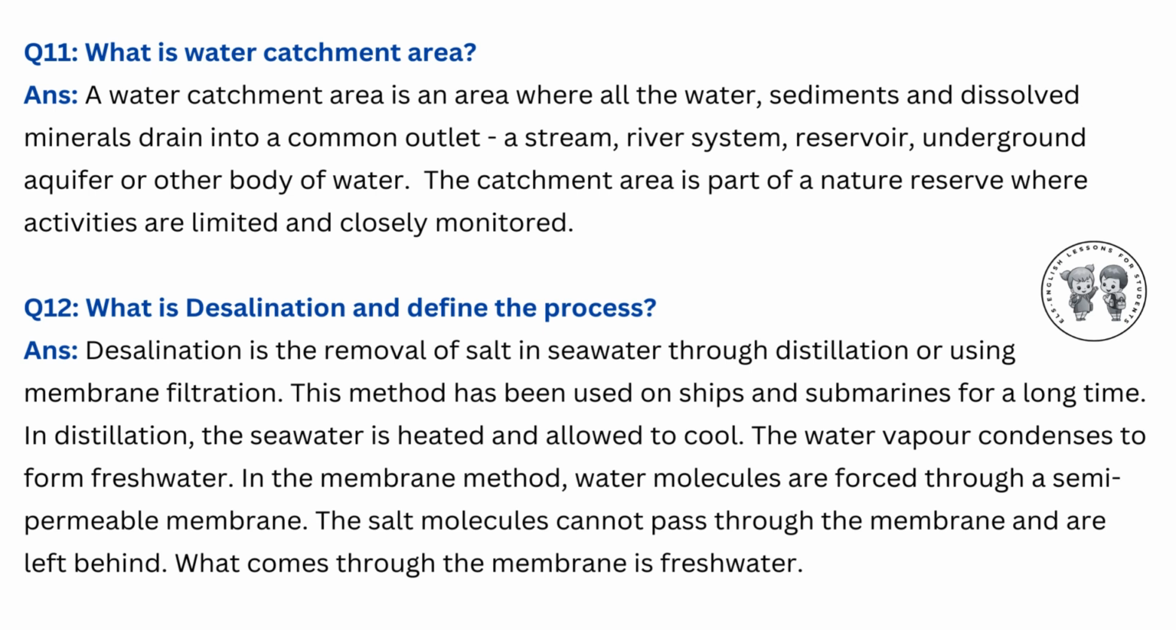Question 12. What is desalination and define the process? Answer. Desalination is the removal of salt in seawater through distillation or using membrane filtration. This method has been used on ships and submarines for a long time. In distillation, the seawater is heated and allowed to cool. The water vapor condenses to form freshwater. In the membrane method, water molecules are forced through a semi-permeable membrane. The salt molecules cannot pass through the membrane and are left behind. What comes through the membrane is freshwater.